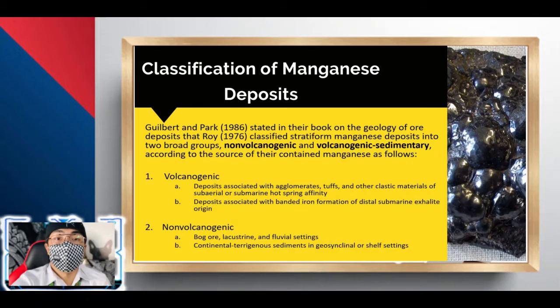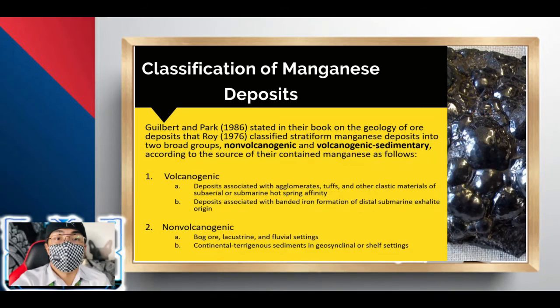So, here is the classification of manganese deposits. Gilbert and Park of 1986 stated in their book on the geology of ore deposits that Roy of 1976 classified stratiform manganese deposits into two broad groups, non-volcanic and volcanic sedimentary, according to the source of their contained manganese, as follows: the volcanogenic and non-volcanogenic.